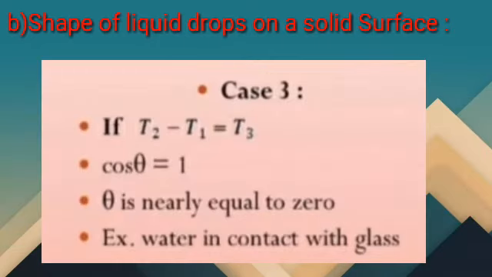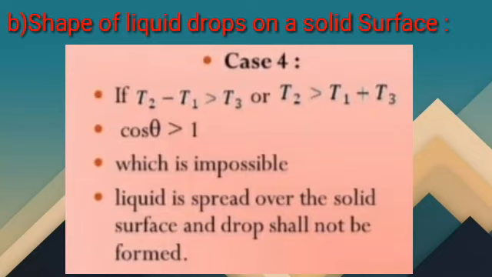Case 3: if T2 minus T1 is equal to T3, then cos theta is equal to 1 and theta is nearly equal to 0. This happens with water in contact with glass. Case 4: if T2 minus T1 is greater than T3, or T2 is greater than T1 plus T3, cos theta is greater than 1, which is impossible. The liquid spreads over the solid surface and a drop will not be formed.